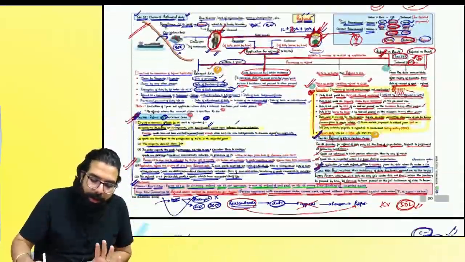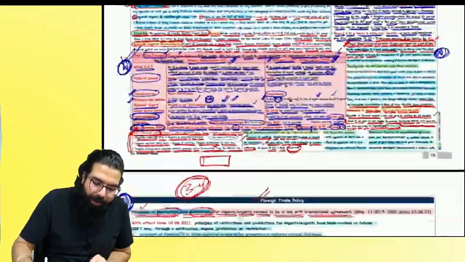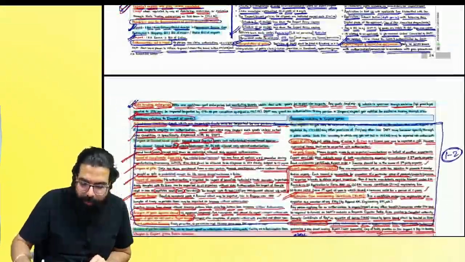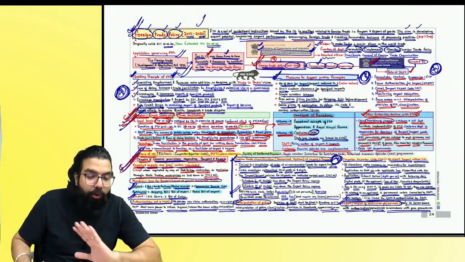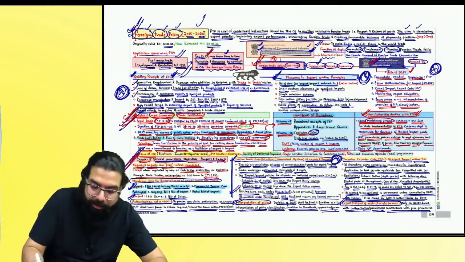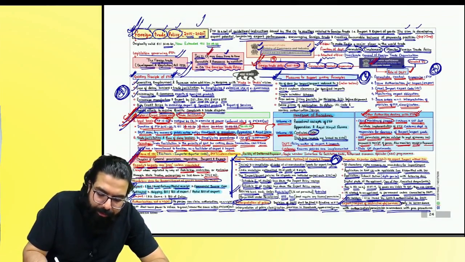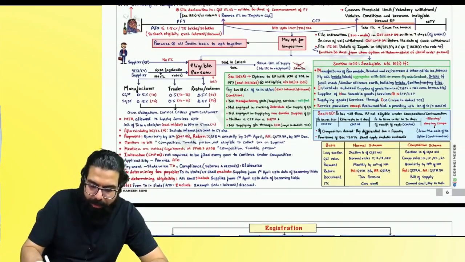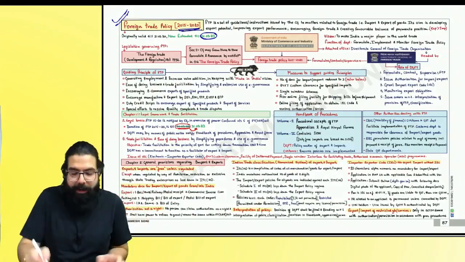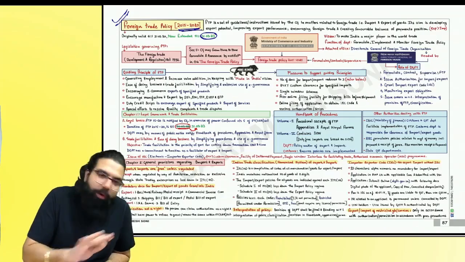In chart book version 8, when I taught the students, there was no change at all. This is chart book version 8, and this is your chart book version 9. So between this 8 and this 9, there is no change at all.